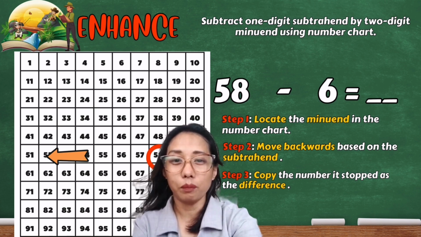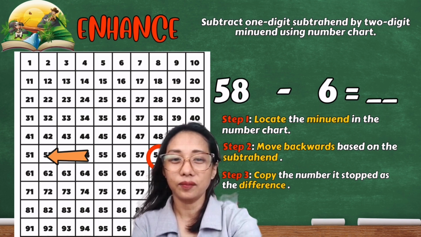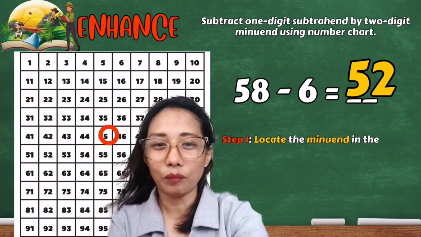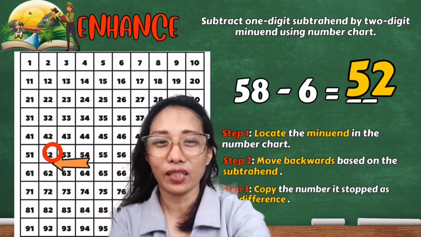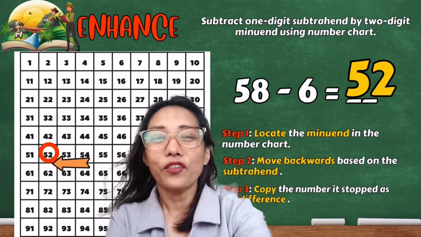Move backwards based on the subtrahend and copy the number it stopped at as the difference. What did we get? 52.